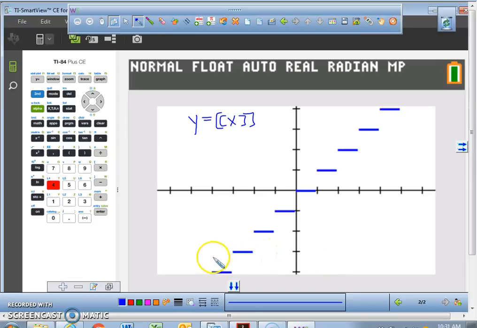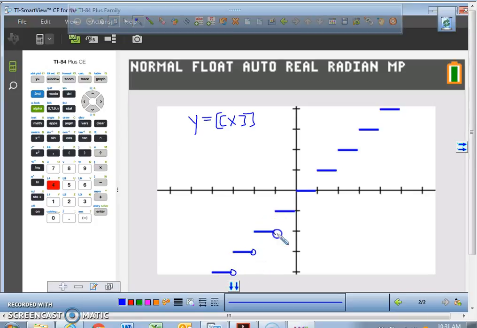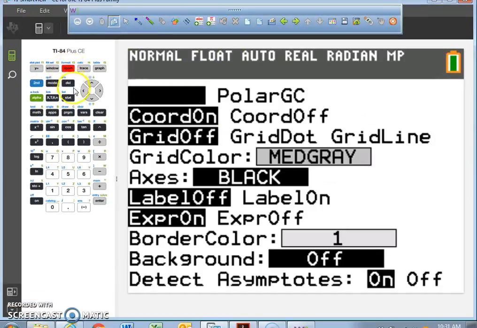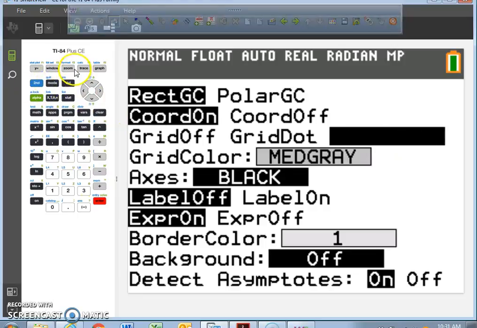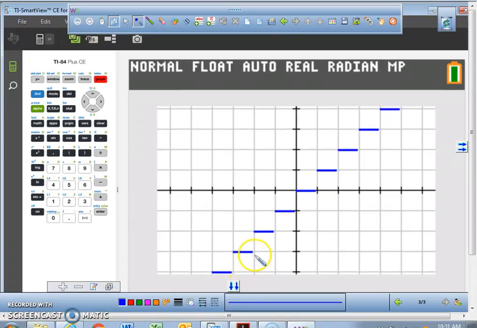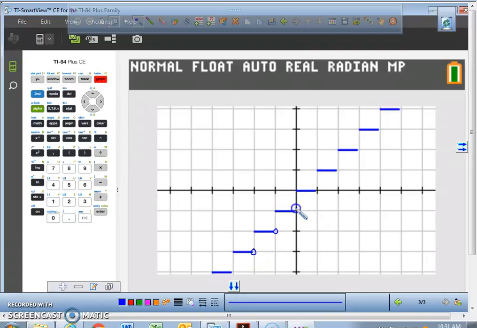Now, one thing the graphing calculator does not do is put a nice little hole at the end. But if you look carefully, you see right there the 1, you see how the 1's technically not being graphed? If that's not clear enough, you can hit second zoom and go to where it says grid line. Press enter. That formats it. Now look. Do you see how that point technically isn't being plotted? So this is where we would put a hole. All of these are plotted, so these would be solid. The graphing calculator doesn't put a nice big solid point, but it does graph the point.